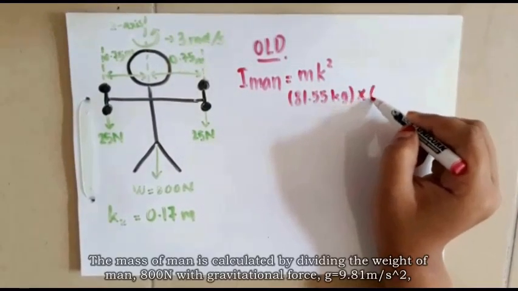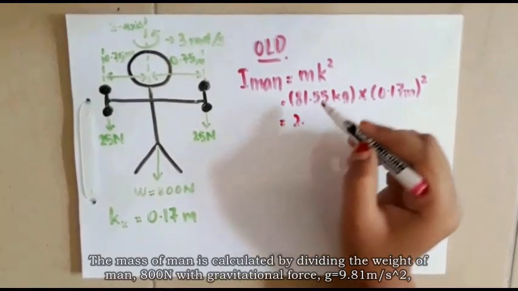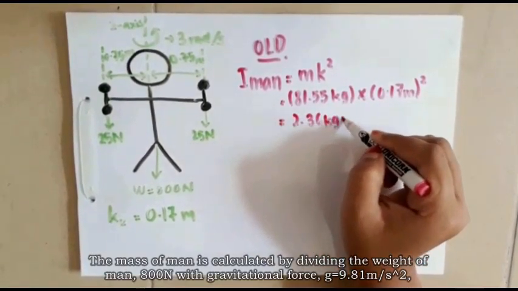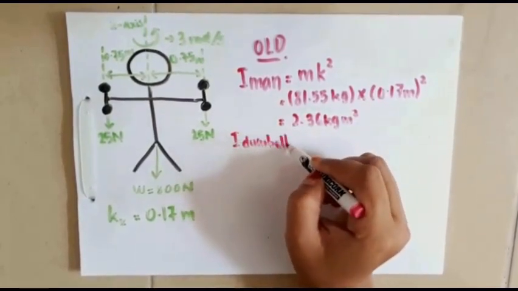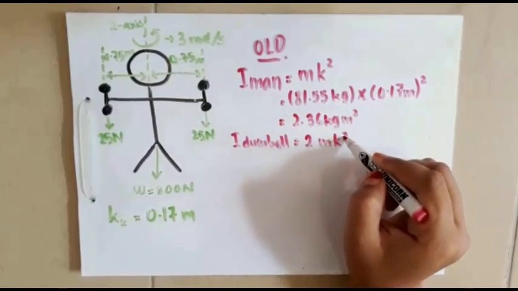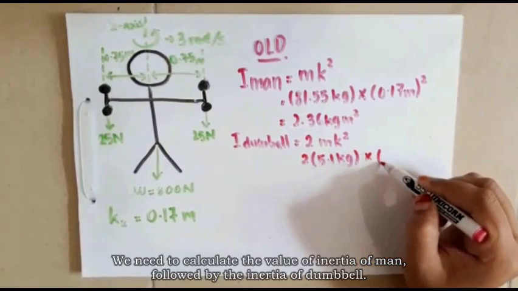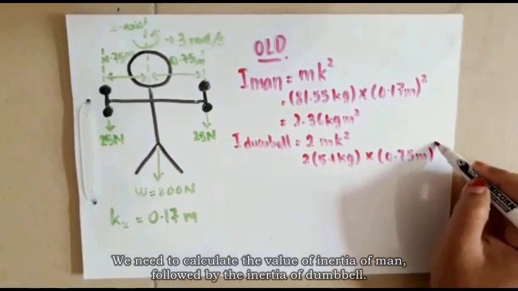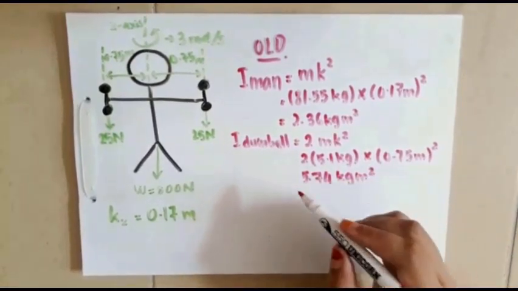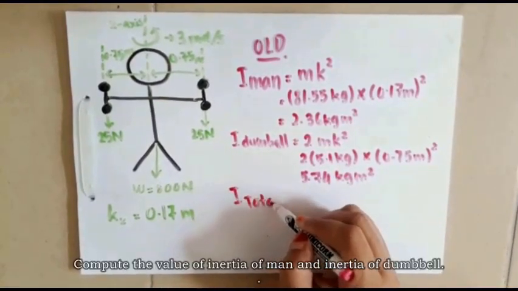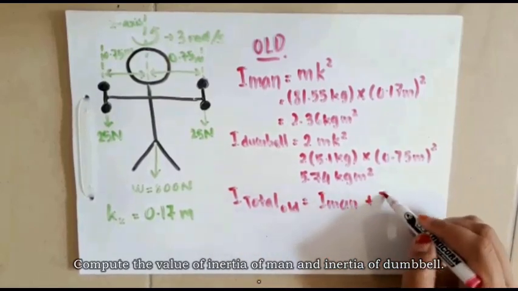The mass of the man is calculated by dividing the weight of the man, 800 Newton, by the gravitational acceleration, 9.81 meter per second squared. We need to calculate the inertia of the man, followed by the inertia of the dumbbell. Compute the value of the inertia of the man and the inertia of the dumbbell.